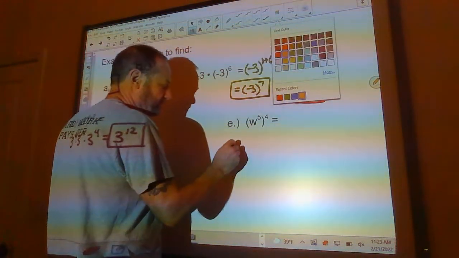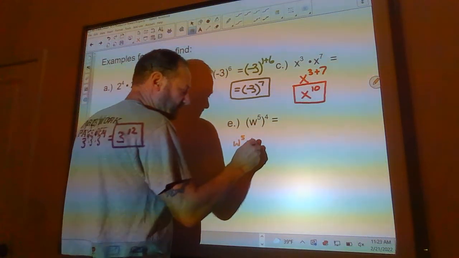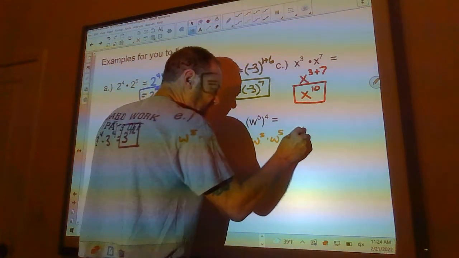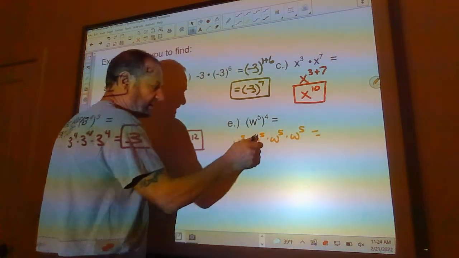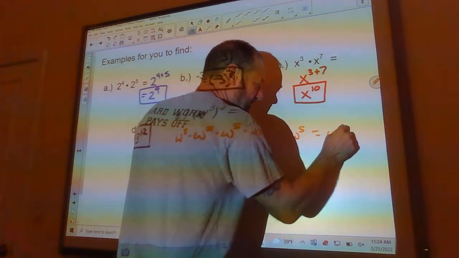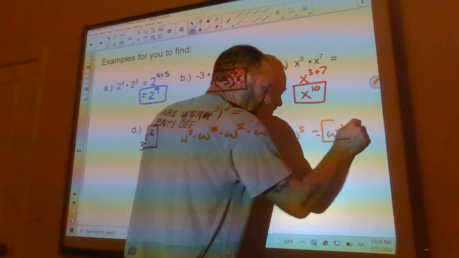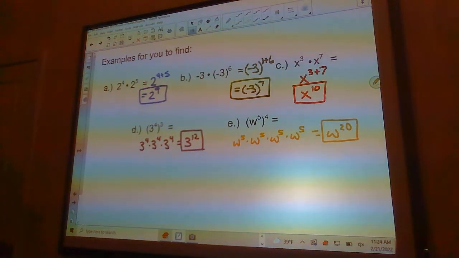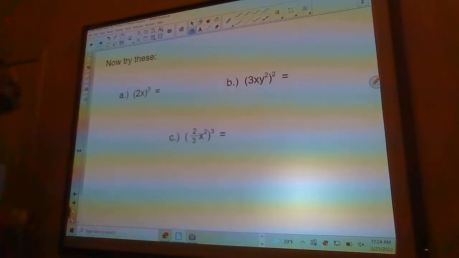And this one would be w to the 5th times w to the 5th times w to the 5th times w to the 5th, which would be 5, 10, 15, 20, w to the 20th power. So hopefully you got all 5 of those correct. Okay, now give these a stab and see how you do with these. So pause the video, jump back on in a minute, and see how you did.